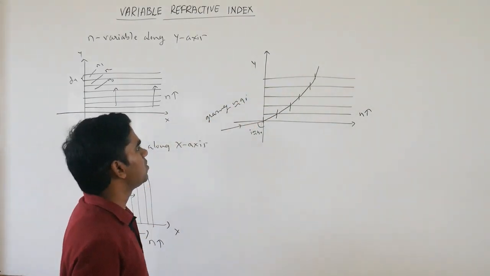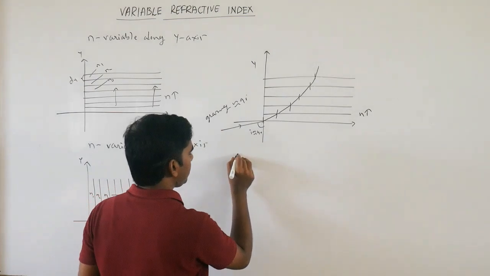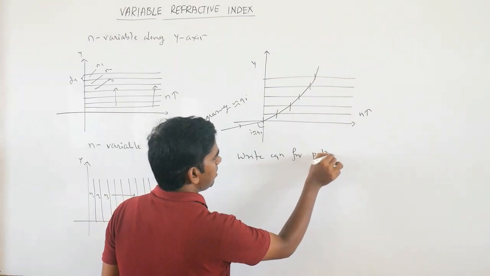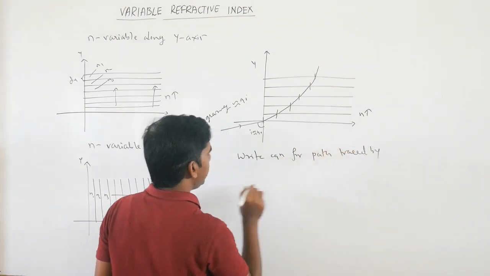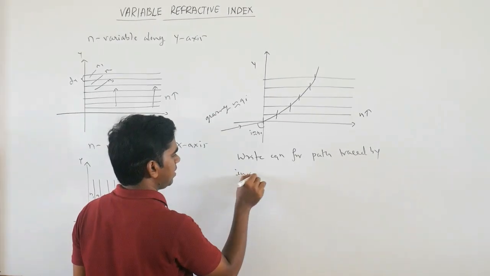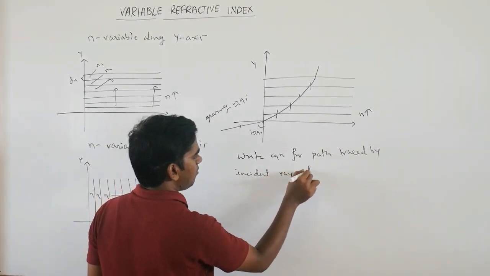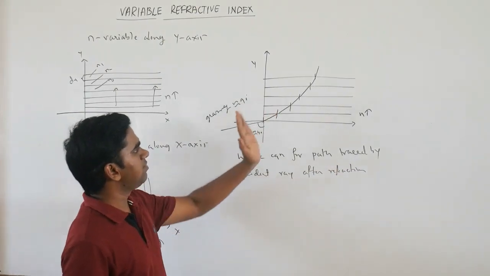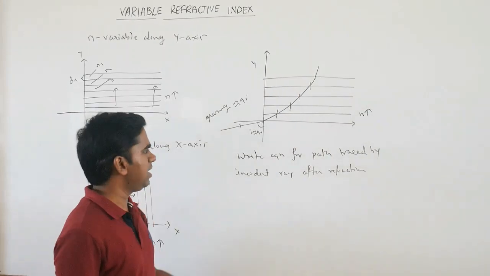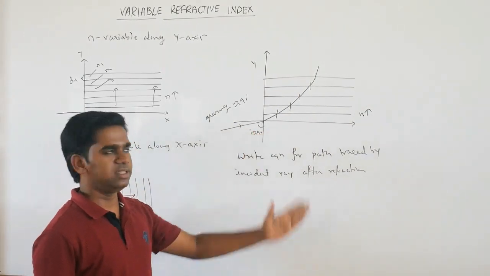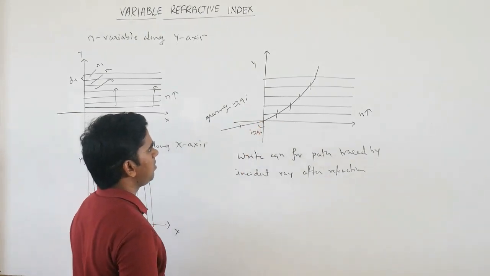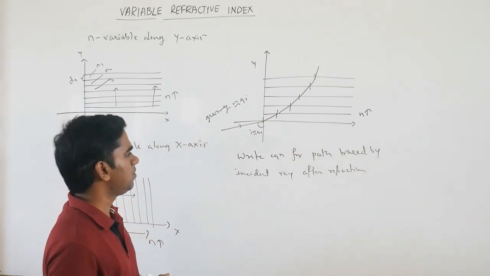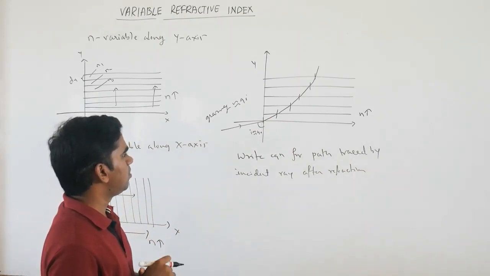So what question will they ask? They may ask, write the equation for the path traced by the incident ray after refraction. When the ray enters here, it will take a different, curved path. So they may ask you to write the equation for this path, or they may give the equation of the path. They may ask for the refractive index also. So how can we solve these kinds of problems?